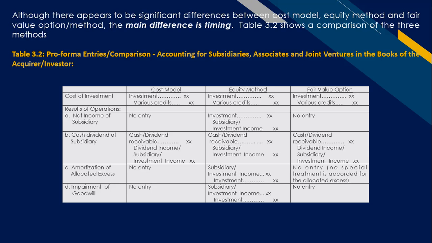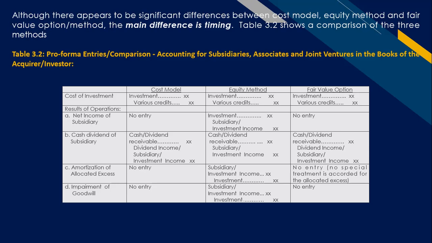Now, for the cash dividend of the subsidiary, under the cost model, the entry will be to debit cash or dividends receivable. Remember, it's the subsidiary giving the dividend. So, debit cash or debit dividends receivable and credit dividend income or subsidiary income, and the credit may be to investment income.